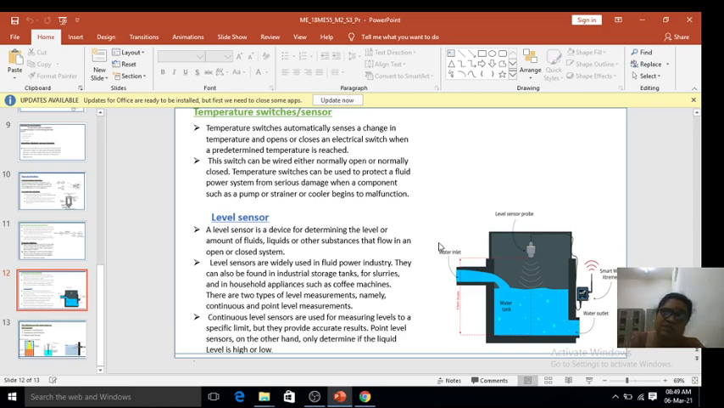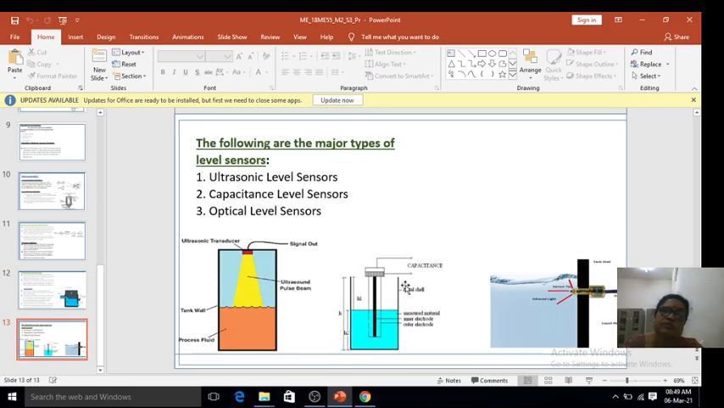Continuous level sensors are used for measuring levels up to a specific limit, and they provide accurate results. Another one is point level sensors. These, on the other hand, only determine if the liquid level at a point is low or high. Types of level sensors: ultrasonic level sensor, capacitance level sensors and optical level sensors, you can observe.